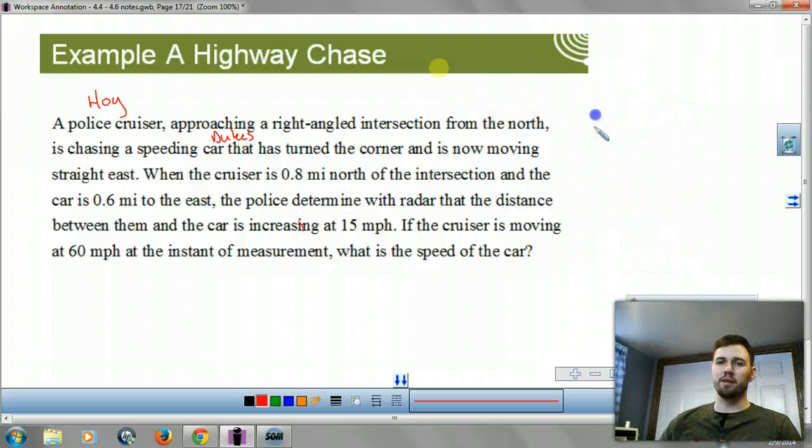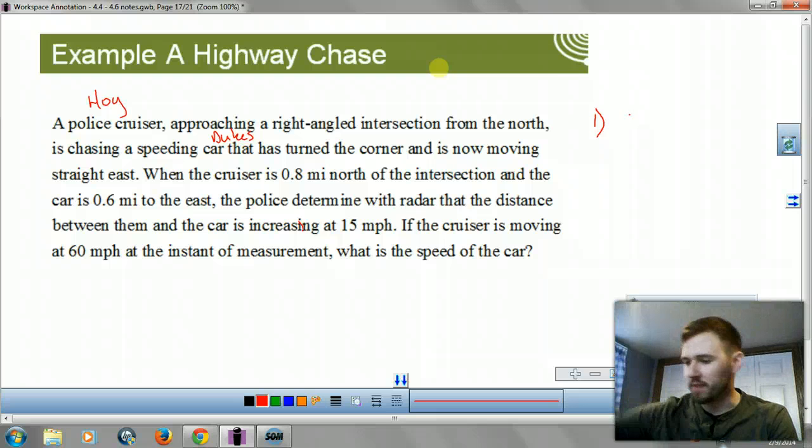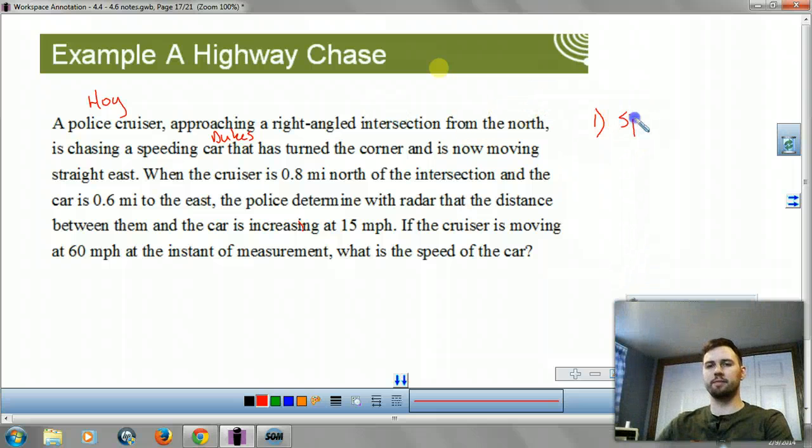Okay. So what are we looking for? Well, we are looking for the speed of the Duke's car. Speed of car.